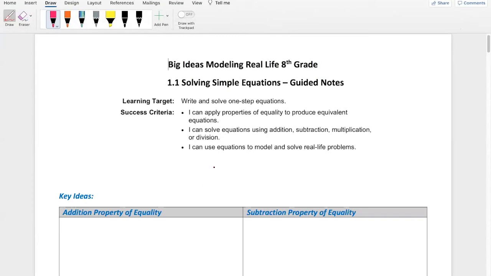Okay, today we're going to start working on equations, and we're going to talk about writing and solving one-step equations. We're also going to talk about the properties of equality to produce those equivalent equations. And we're going to be using addition, subtraction, multiplication, and division to solve those. And then in the end, we'll look at some real-life problems where we can use equations to solve those.